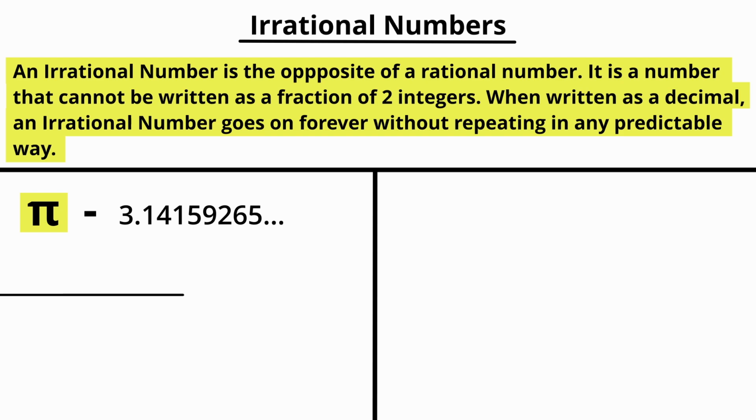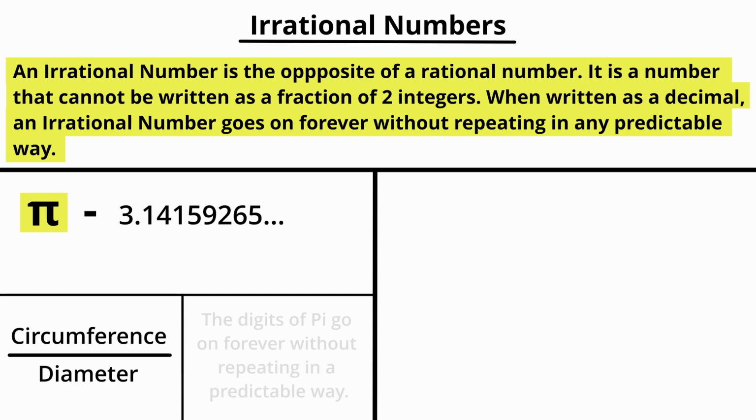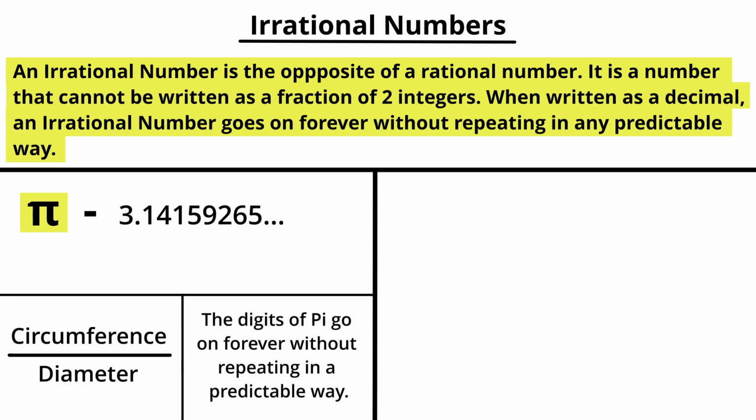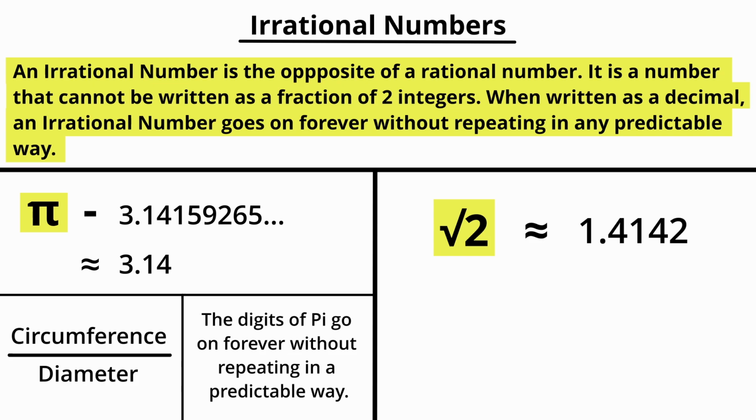3.14159265, and so on. It is the answer you get when you divide the circumference of a circle by the diameter. The digits of pi go on forever without repeating in a predictable way. This means that there is no way to write out every single digit, so at GCSE it is usually simplified to 3.14. Another example of an irrational number is the square root of 2, which is approximately 1.4142.